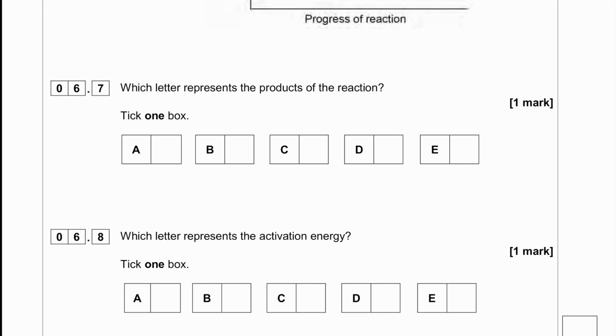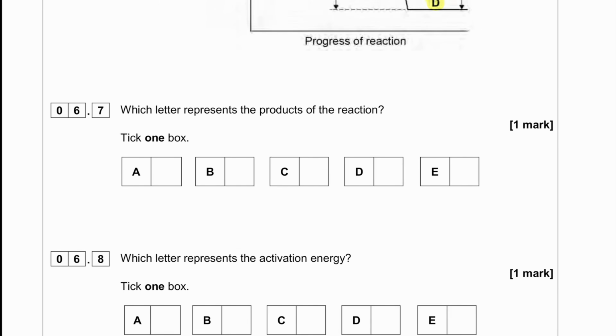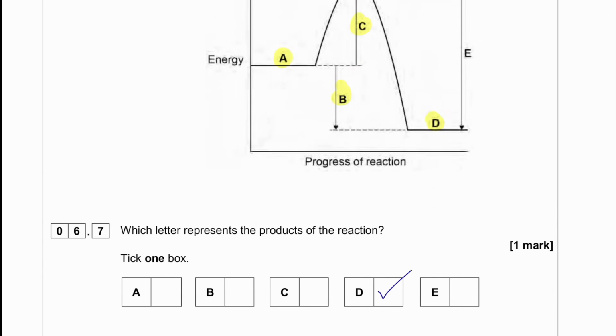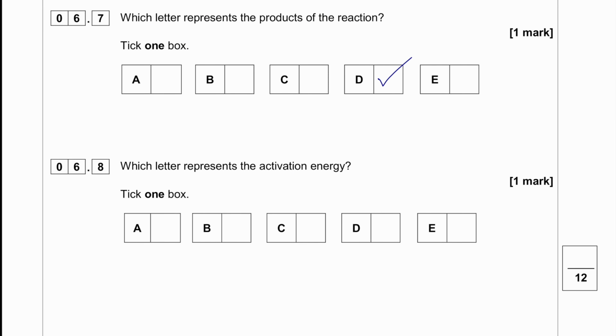Which letter represents the products of the reaction? The product is represented by D. We give a tick mark in D. Which letter represents the activation energy? The activation energy is represented by C.